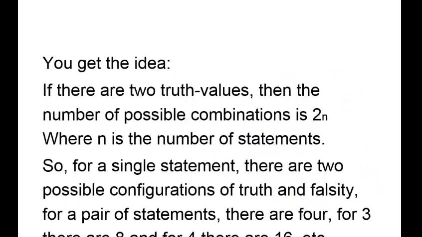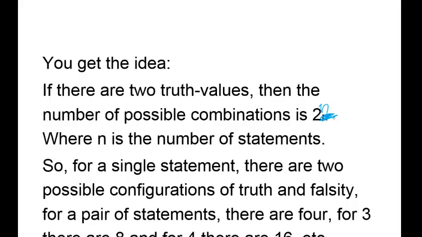If there are 2 truth values, then the number of possible combinations is 2 to the n, where n is the number of statements. This should be an exponent, so that should look like this. So for a single statement, there are 2 possible configurations of truth and falsity. For a pair of statements, there are 4. For 3, there are 8.